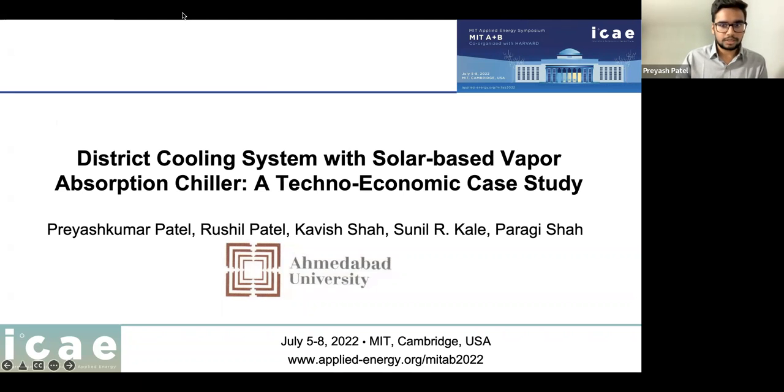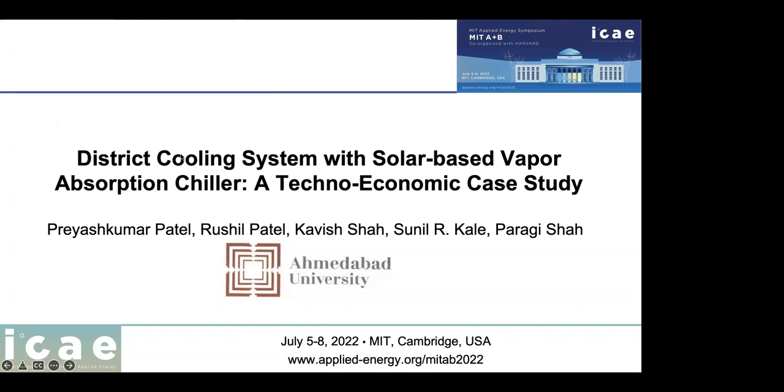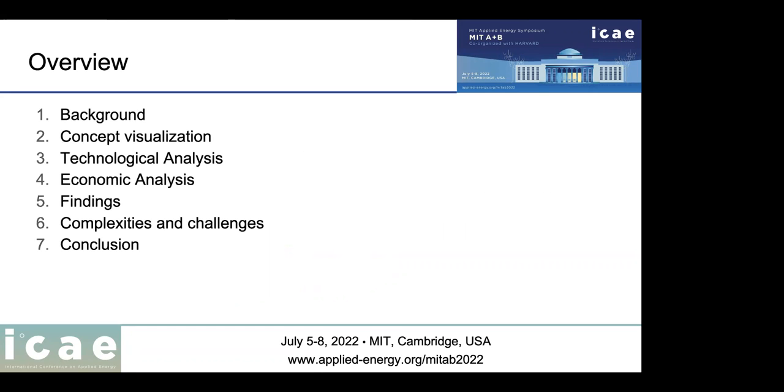Today, I will be discussing a techno-economic case study named District Cooling System with Solar-Based Absorption Chiller. I will talk about one of the possible mitigation methods for carbon emission caused by air conditioners. Here is the brief overview of my talk. I will give a background first, followed by concept visualization, technological and economic analysis, findings, complexities, and finally, it will end with a conclusion.